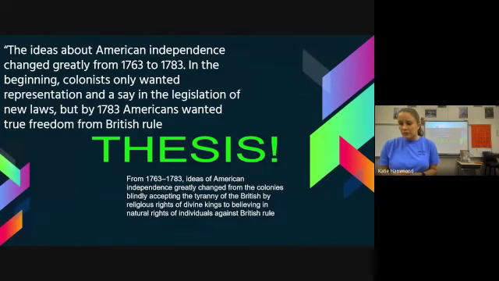tyranny of the British by religious rights of divine kings to believing in natural rights of individuals against British rule. So you see, they both gave me the extent, greatly. That one word could be the difference whether you're getting the full thesis point or not. And then they both talked about how there was a change. The first one's like, all they wanted at first was just representation, and then it goes to independence. And the second one's like, they were accepting of this tyranny, and then it changed. Okay.